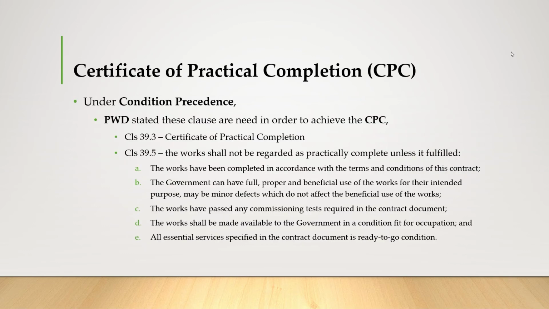So under the condition precedents in PWD, in clause 39.3, the certificate of practical completion is needed to achieve the CPC. And in clause 39.5, the works shall not be regarded as practically complete unless it's fulfilled: the works have been completed in accordance with the terms and conditions of this contract, and the government can have full and proper and beneficial use of the works for their intended purpose.